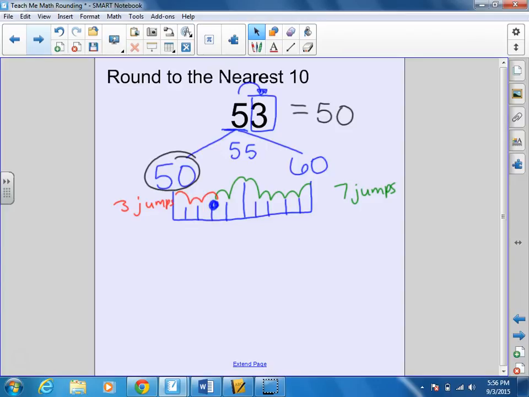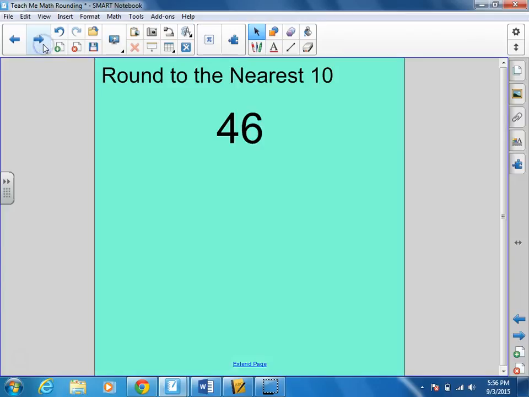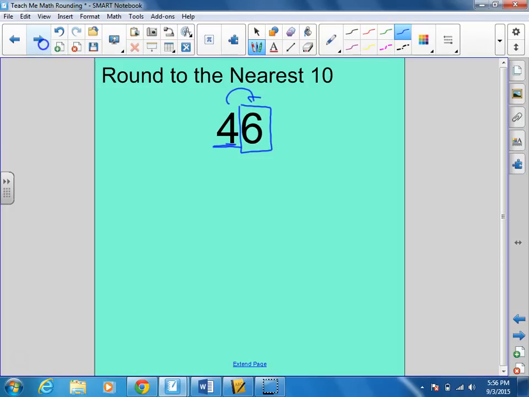Let's try another example. Now we have 46. We're going to round 46 to the nearest 10. Again, we're going to underline the 4, which is in the tens place. We're going to put a box around the 6, which is in the ones place. This 6 is my rounding number. It tells me whether or not I'm going to go up or down.